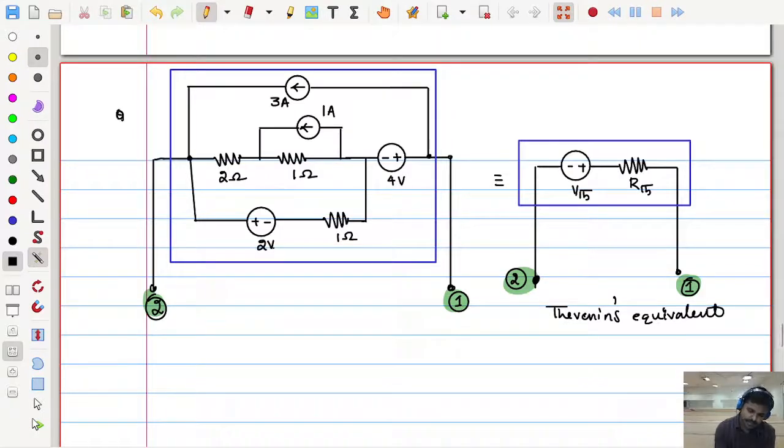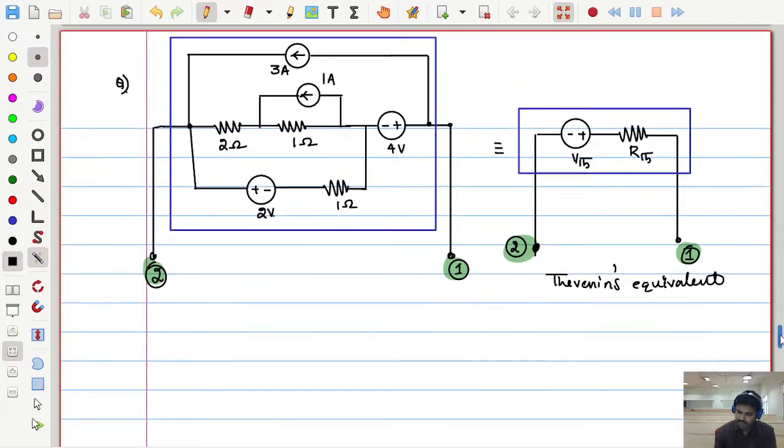So let us take this problem and try to find the Thevenin's equivalent between 1 and 2 terminals. This can be A and B also, no issue. That means the load is already removed. Try to observe that at these terminals no load is connected.